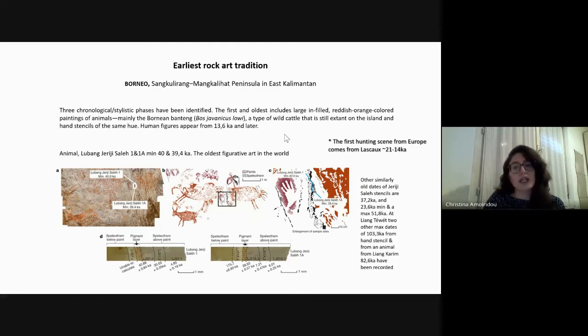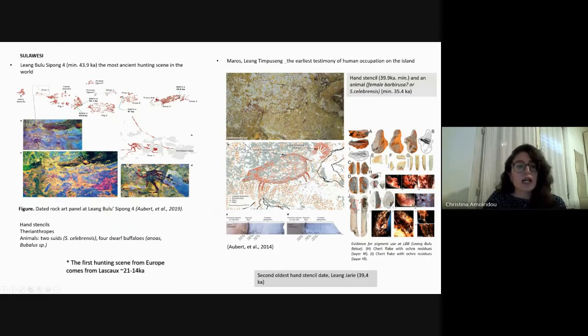But of course, as we will see, I put in bold that the first hunting scene, a little spoiler that will make the passage to the next slide, is that the first hunting scene from Europe comes from Lascaux, around 21 to 14,000 years ago. Next slide, please. Thank you. And why did I say that?